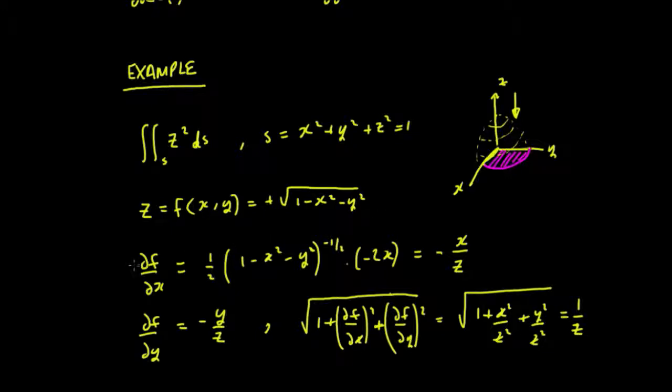So now what we can do is take the partial f by partial x, and I've derived that there, it's minus x upon z, and the partial f by partial y, by a similar method, is minus y upon z. So we can put these in for these values up here, and we end up with the root of 1 plus x squared upon z squared plus y squared upon z squared. Okay, so that is going to equal 1 upon z. So let's continue this on the next page.